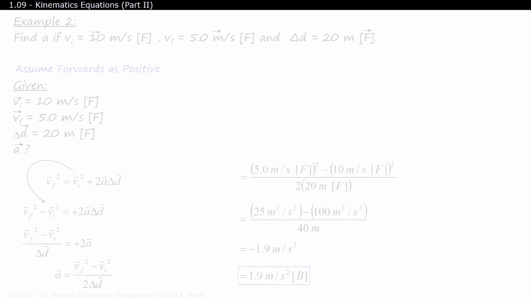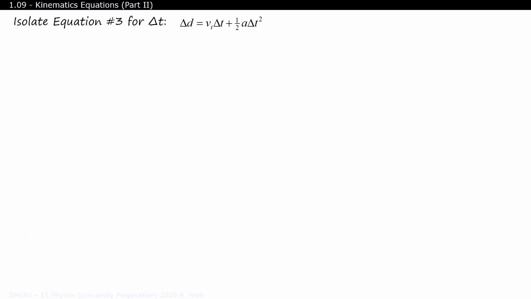One of the most challenging equations to rearrange for is isolating equation number 3 for delta t. As you can see, there are two delta t terms in the formula. One of them is linear, and the other one is quadratic. Quadratic. Well, you know what this means.